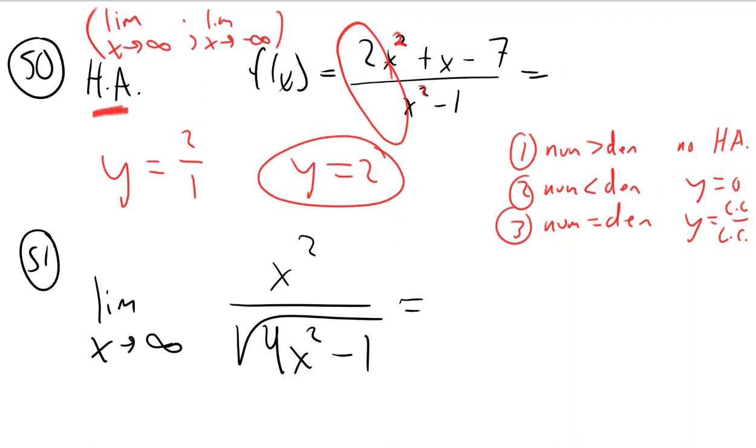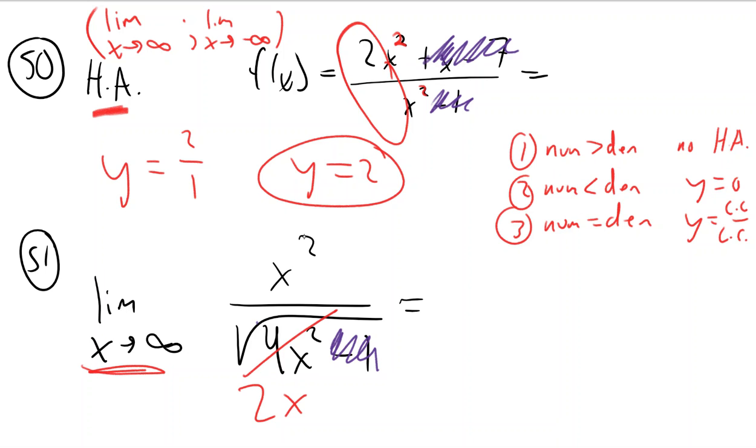But horizontal asymptotes are the far left or far right of the graph, like number 51 is asking, and only care about what's going on up here. Notice we didn't care about this plus x, minus 7, minus 1. It had no impact on the horizontal asymptote. Likewise, this, I mean, it affects the graph a little bit, but it doesn't affect what it eventually approaches. So what is the square root of 4x squared? Okay, so the important part is roughly 2x.